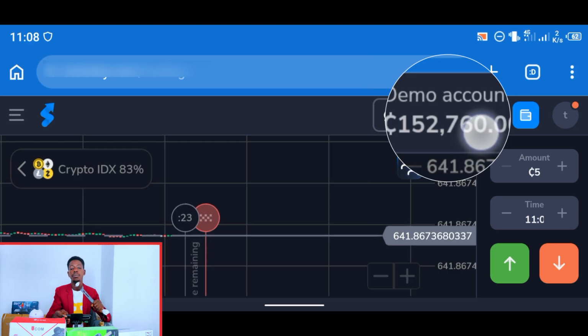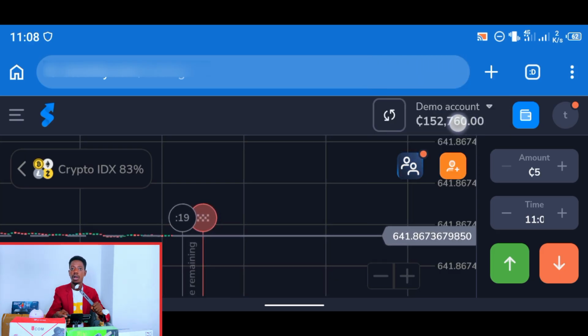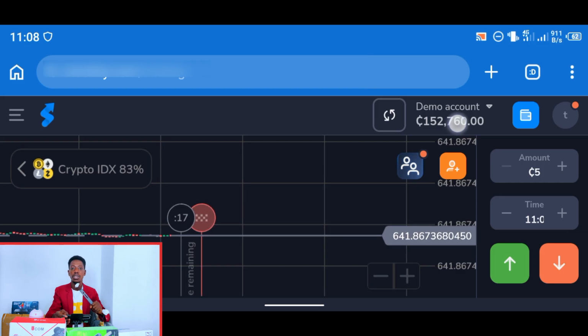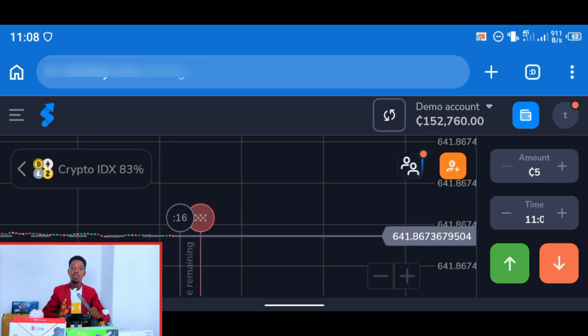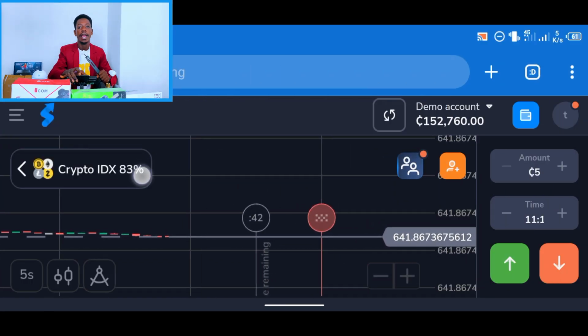Okay, you'll be given 150,000 Ghana cedis as a demo account amount that you can use to learn on the Stockity. As I always say, this demo account amount is not withdrawable. It is there for you to use to know how you can trade on the Stockity, how you can learn a whole lot of stuff on the Stockity, so that when you enter the real market you are not going to fumble.